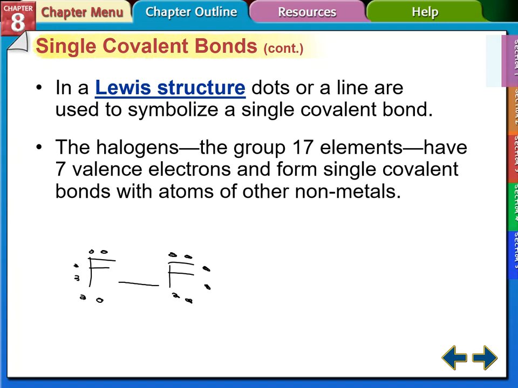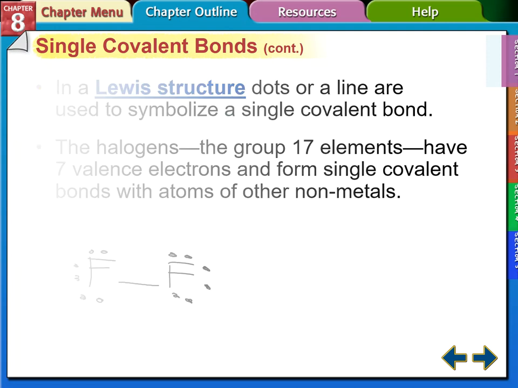This shows an example of fluorine, which is a halogen. The Lewis structure here has 6 unshared electrons, right? 3 pairs of unshared pairs of electrons, and the single line here represents a shared pair. So when you see a single line in a Lewis structure, that represents 2 electrons that are shared together.